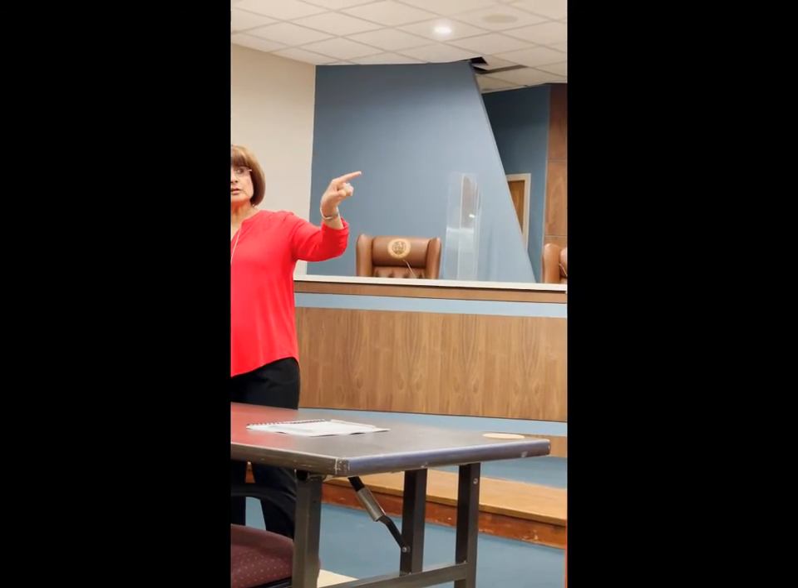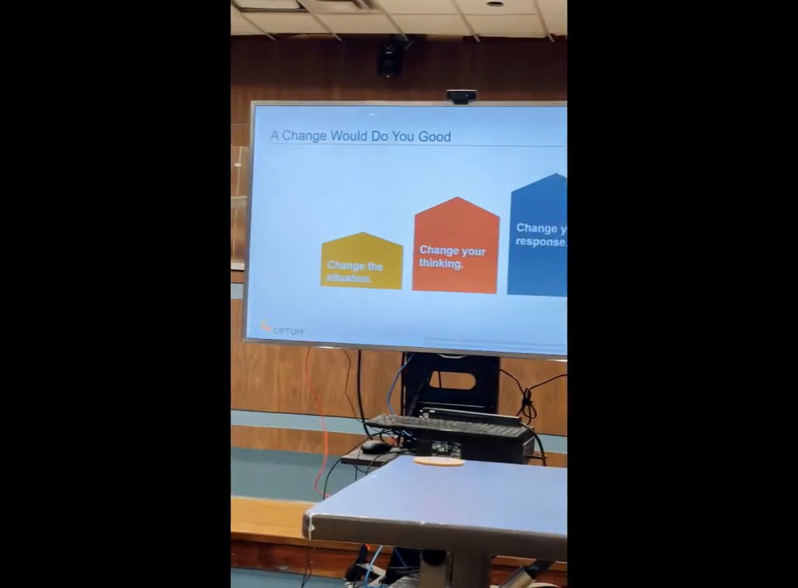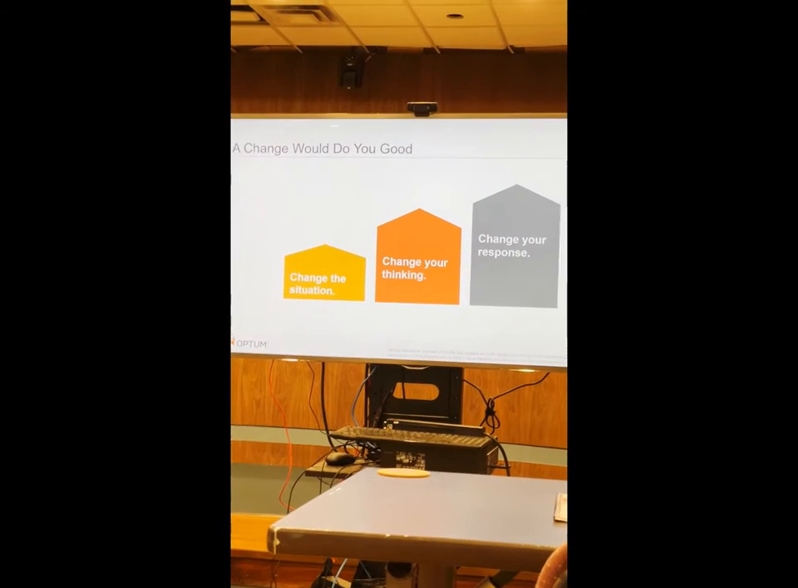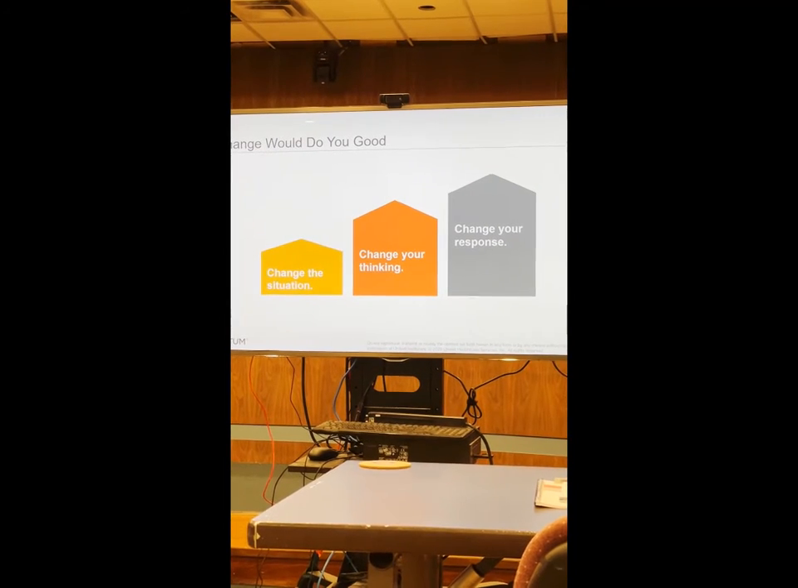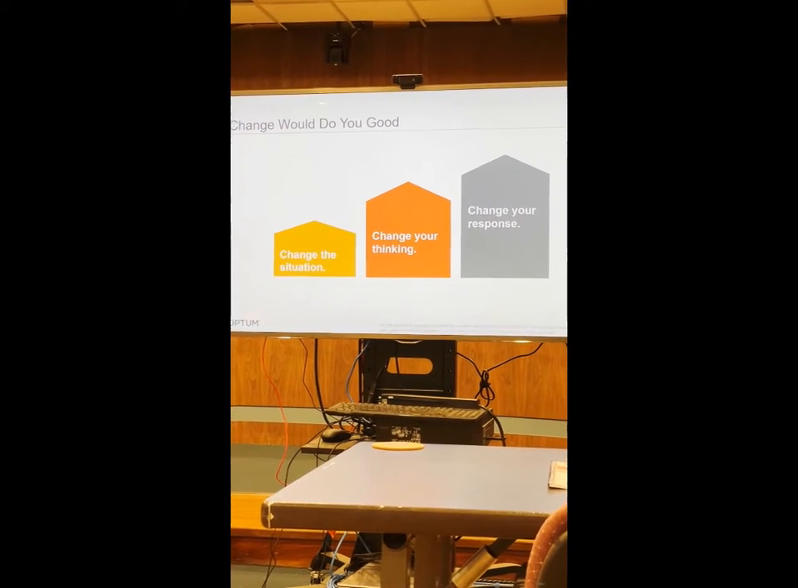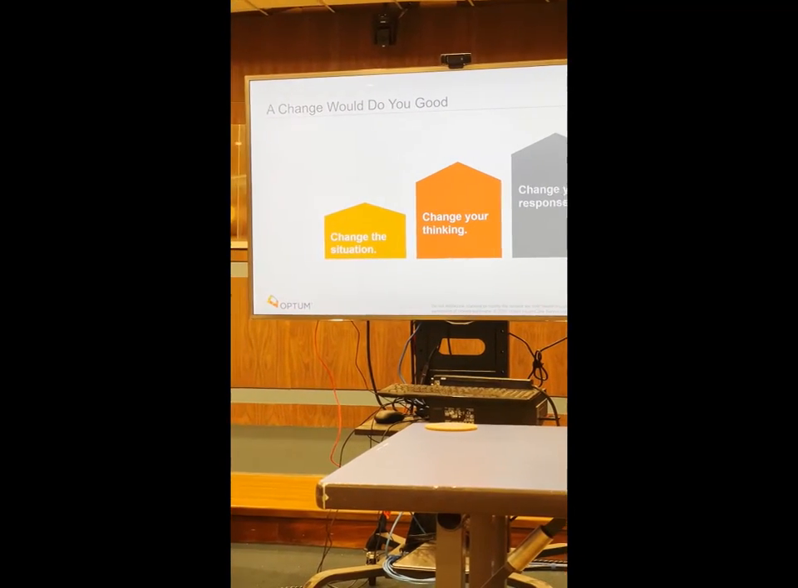Anything else? Anybody else have any specific examples of when you've changed, like one of these? Remember, these are the points in the triangle, and we can change it at any time. What I noticed about this diagram was that it increases, like a little house. But what I noticed is changing the situation, sometimes we can change part of the situation, but we have more power in how we think, look how it's bigger, and how we respond. Our choices are greater in how we respond and how we think than sometimes changing the situation. Look at COVID. We can't do anything about COVID. We've got to look at how we think about it and how we respond to it.